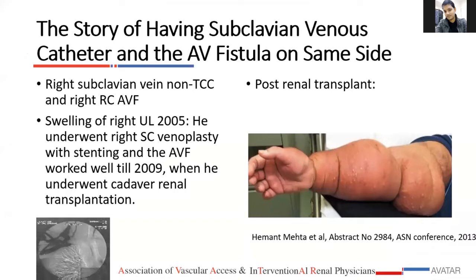So let me start with this case. This is a very old case, from the era when non-tunneled subclavian vein dialysis catheters were used. The patient also happened to have a right radiocephalic fistula, and he started having swelling since 2005. At that time, the patient was on dialysis, subclavian venoplasty with stenting was done, and the AV fistula worked until 2019 when he had a cadaver renal transplant. Post renal transplant, he came with this kind of hand.